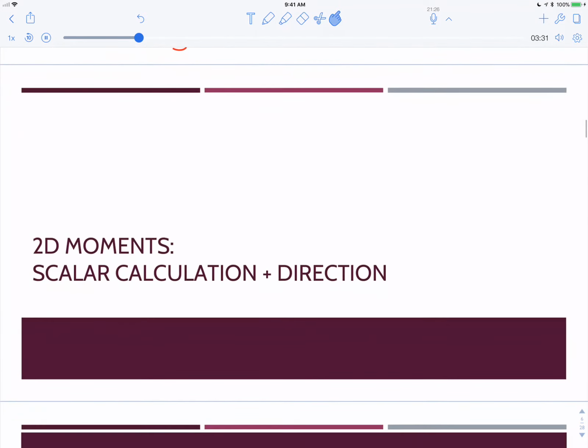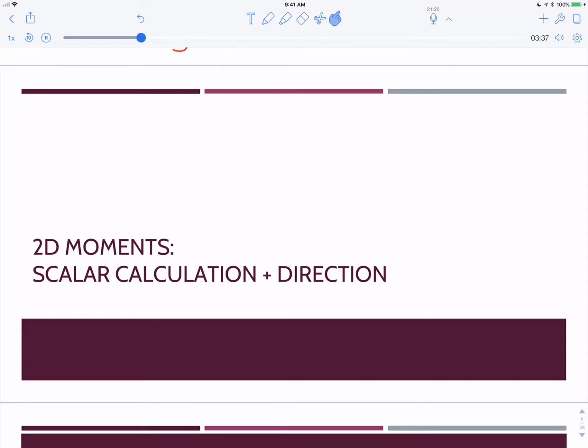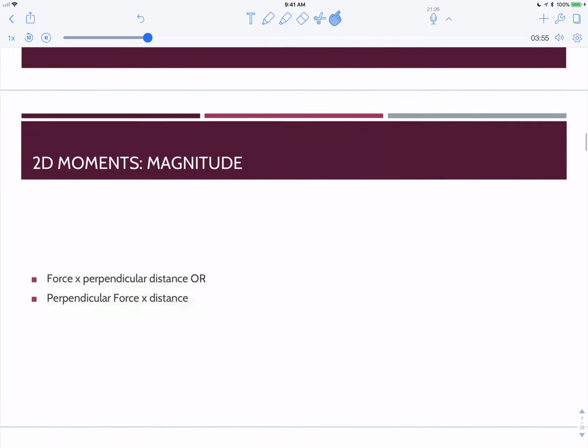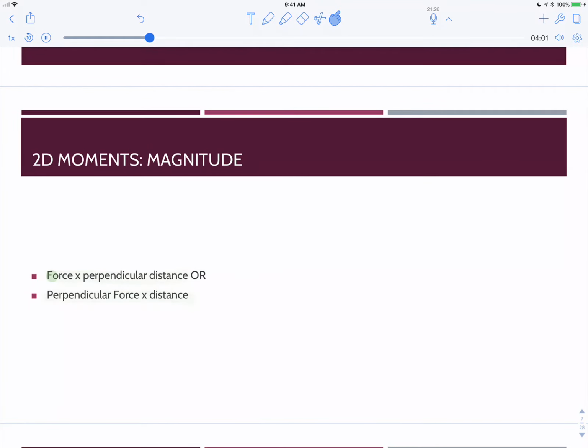The bulk of what we're going to do are two-dimensional problems. Let's talk about two-dimensional moments. What it will involve is a scalar calculation of force times the perpendicular distance. You'll have to do some geometry to get the perpendicular distance. And then a direction, either clockwise or counterclockwise. We'll explain this in a little bit. The magnitude is the force times the perpendicular distance, or you can get the perpendicular force, the component of the force perpendicular to a given distance. They're the same thing. Force times perpendicular distance, or perpendicular force times a distance.